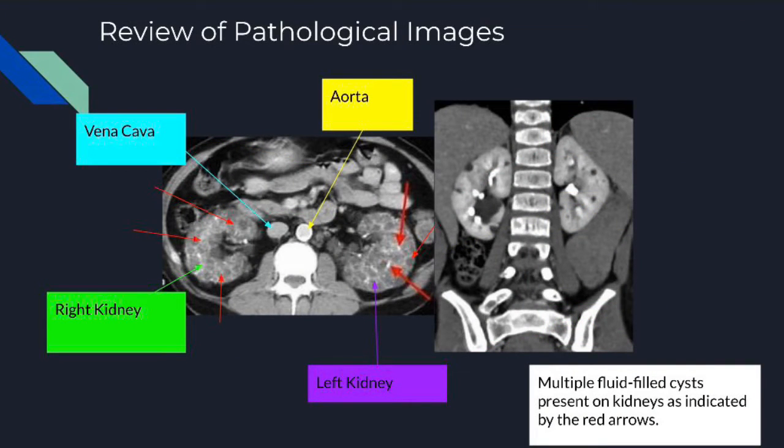Which moves us to our review of the pathological images. On this, you can see the vena cava, the aorta, the right kidney, the left kidney, and then multiple fluid-filled cysts present on the kidneys as indicated by the red arrows.